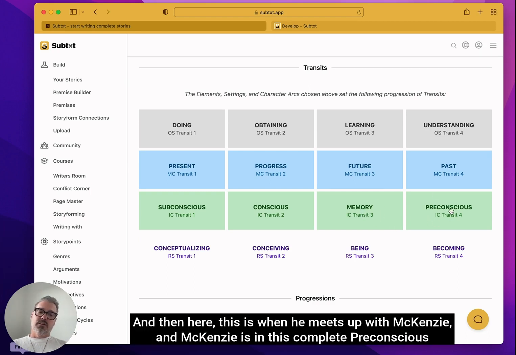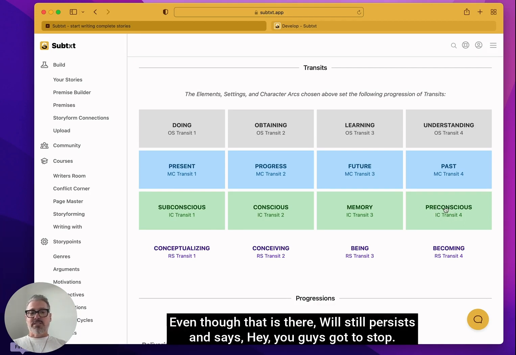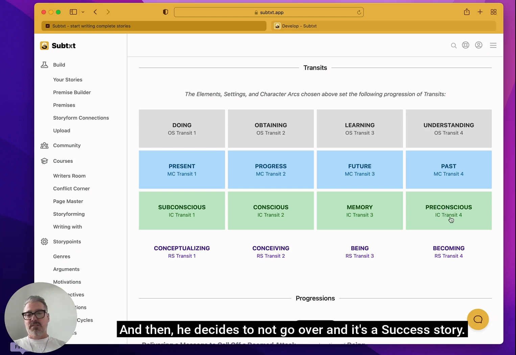And then here, this is when he meets up with Mackenzie, and Mackenzie is in this complete preconscious state, which is brash or impulsive responses. Even though that is there, Will still persists and says, hey, you guys got to stop. And then he decides to not go over, and it's a success story. That's how you can hand off the influence character perspectives.